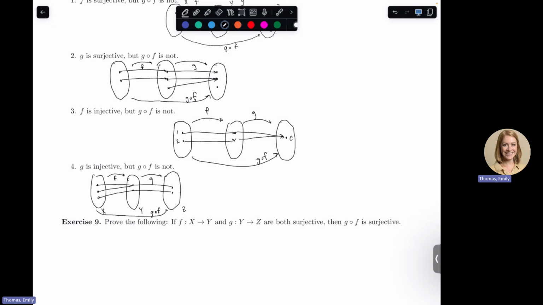Any questions about these? These are good examples. And then we have a whole bunch of proofs to write. I like this. Do you like the bubbles? Yeah. My teacher called these potato diagrams because they look like potatoes.